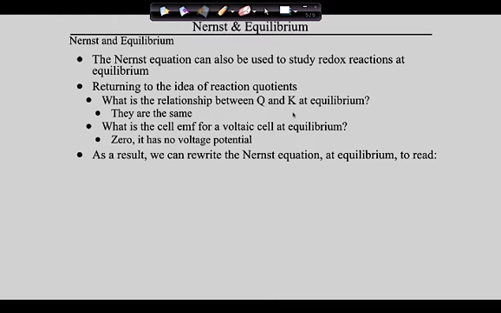We are going to take the Nernst equation and rewrite it for equilibrium. So, guys, let me remind you of the Nernst equation. It says E cell is equal to E naught cell minus 0.0592 divided by n, and then we've got the log of Q.